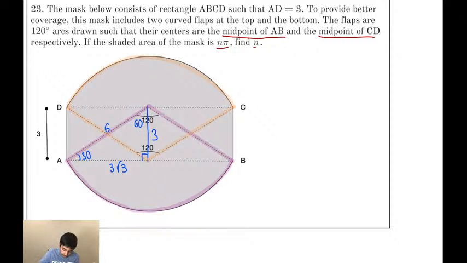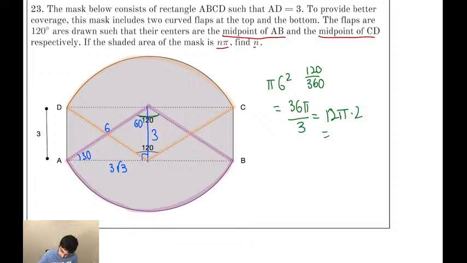So the area of the purple sector is going to be pi times 6 squared divided by 3, since it's a 120-degree arc. So let me write that up here. Pi times 6 squared times 120 over 360, which is equal to 36 pi by 3, equal to 12 pi. The area of one of the arcs, and since there are 2 of them, we multiply by 2, so you get 24 pi, the area of both arcs.